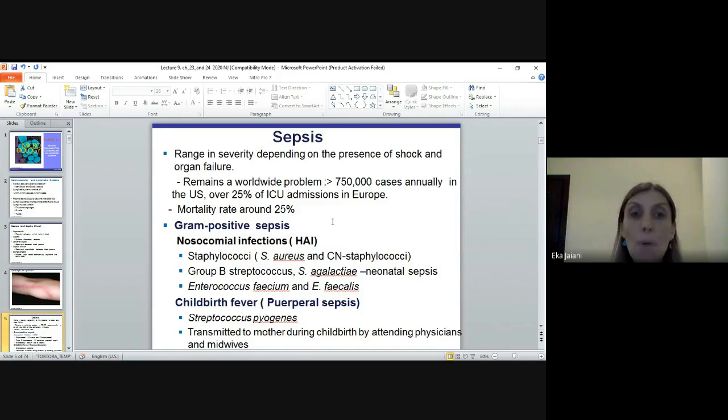Gram positives that can cause sepsis include staphylococci, group B streptococci, for example Streptococcus agalactiae, which leads to neonatal sepsis, and enterococci as well. And what are these nosocomial infections? These are hospital-acquired infections, and the microbes in hospitals are very nasty. The majority of them are antibiotic resistant, and it's difficult to treat them.